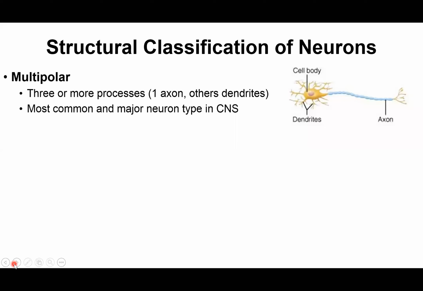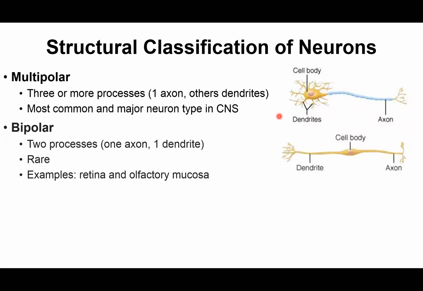Okay, so now that we know a little bit about neurons, we need to talk about some classifications. First and foremost, neurons can be classified structurally in 3 different ways. They are either going to be multipolar, and multipolar neurons have 3 or more processes. So they have one axon, and in this case, this one has 9 dendrites. Multipolar just means that they have 3 or more processes, so one axon and then everything else dendrites. This is the most common and the major neuron type in the central nervous system.